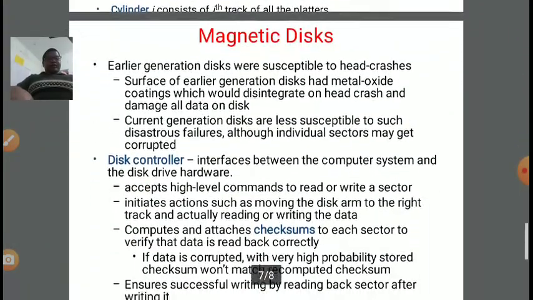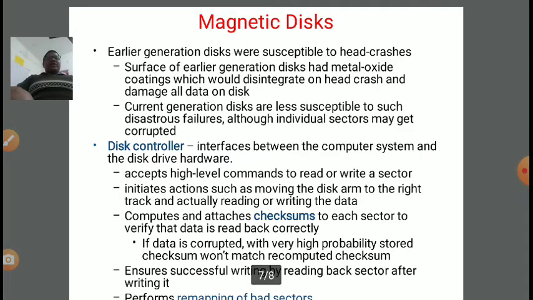Okay. Now next is magnetic disk. In earlier generations, disks were generally susceptible to head crashes. Whenever the head crashes, the magnetic disk will be destroyed. The surface of earlier generation disks had metal oxide which would disintegrate on a head crash and damage all data on the disk. Current generation disks are less susceptible to such disastrous failure, although individual sectors may get corrupted, right?